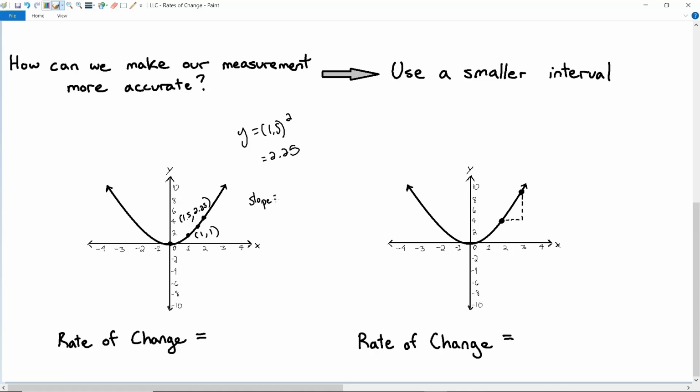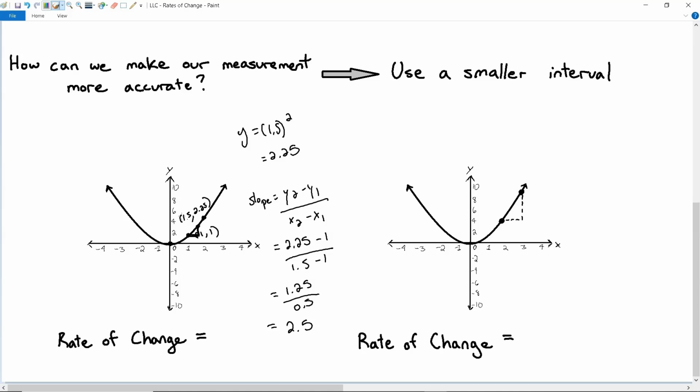So let's try that again. This is going to give me a 1.25 over 0.5, which turns out to be a 2.5. So that tells me that the slope between these 2 points here is 2.5. So you can see how we've created a larger slope, which is more accurate to what's going on with the quadratic in that area, by using a smaller interval for our x values.